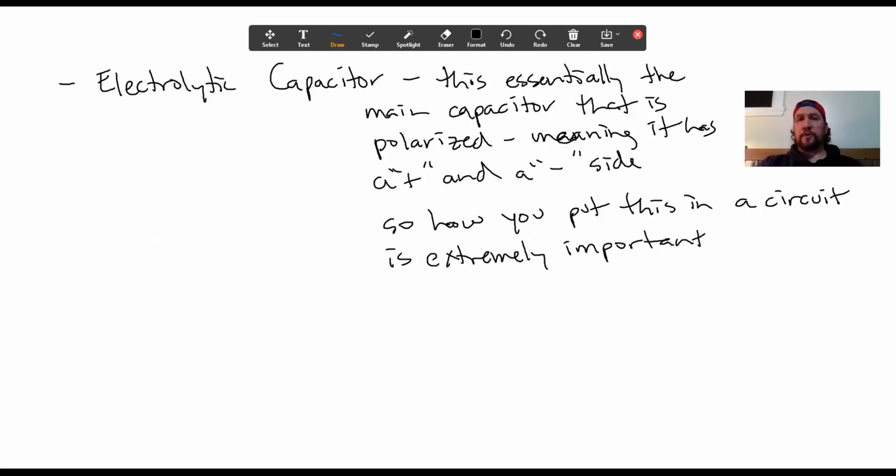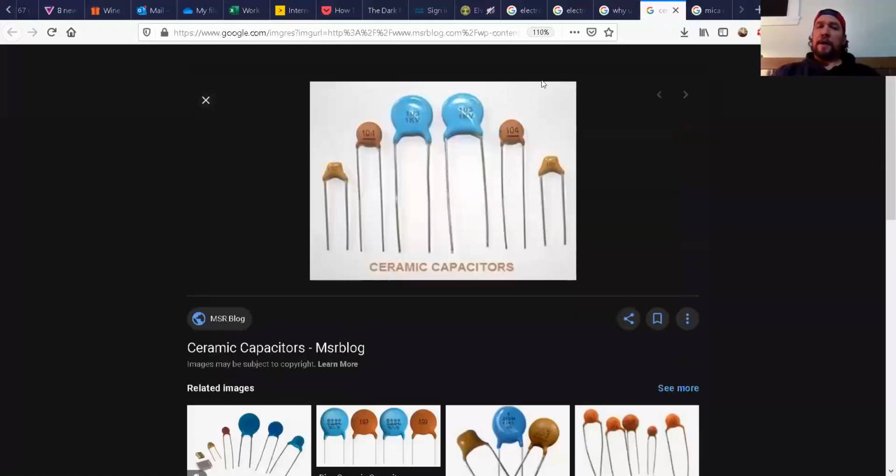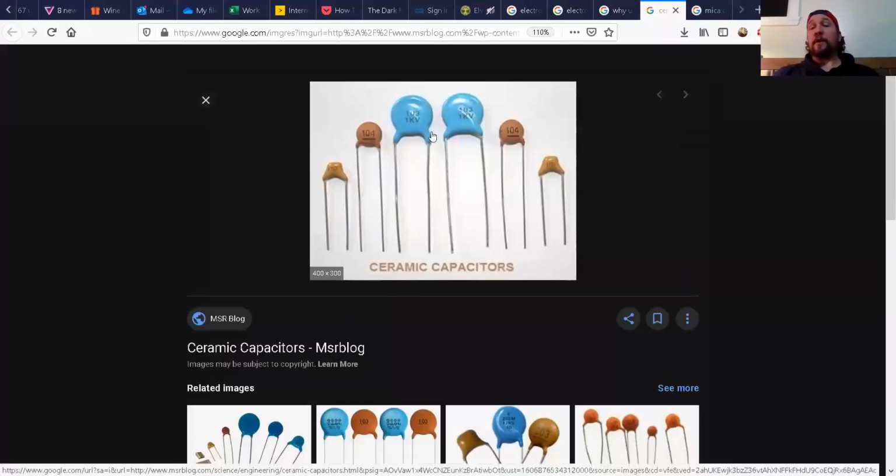Just to show what all the capacitors kind of look like, I skipped that quickly, but there's the ceramic. Sorry, that was the mica. Here are the ceramic ones, very generic. Sometimes they look like little squares, sometimes they've got these little legs, sometimes little circles.